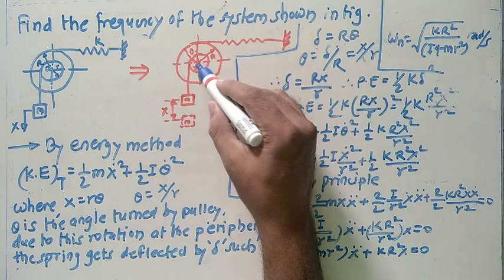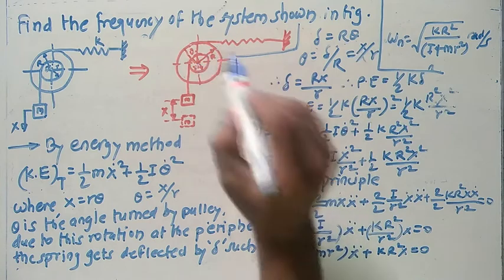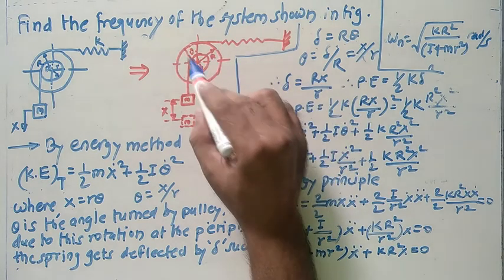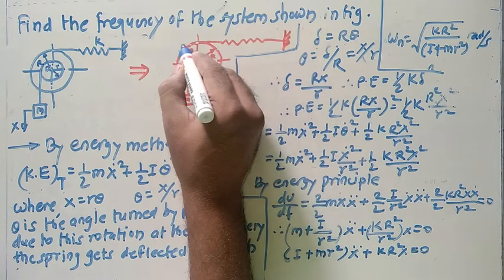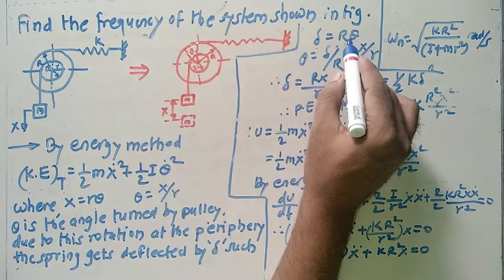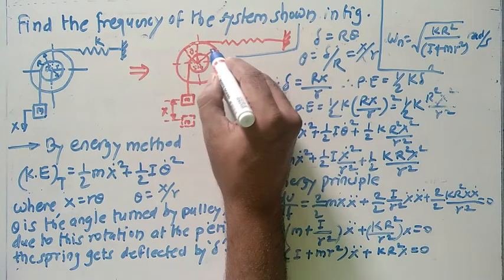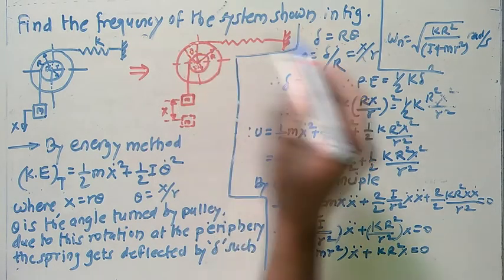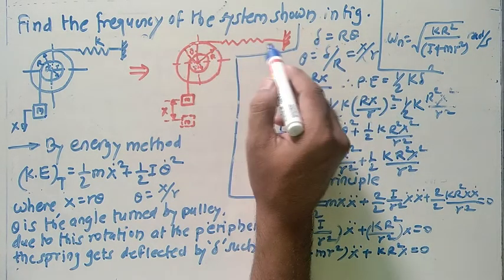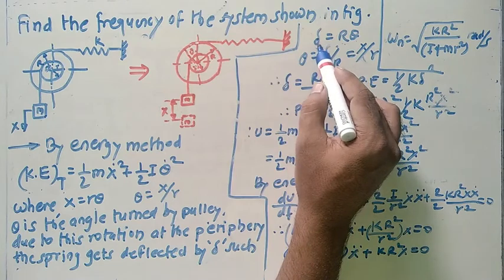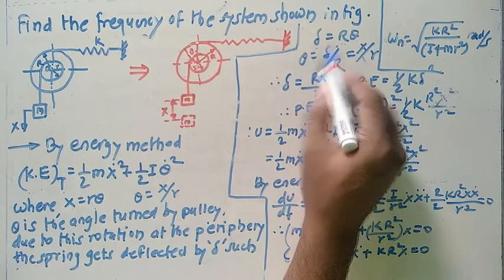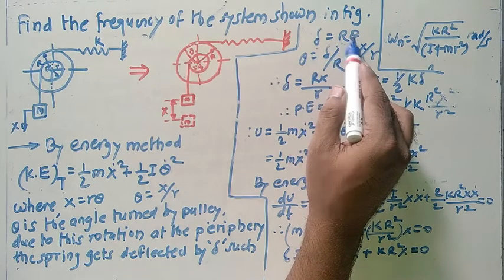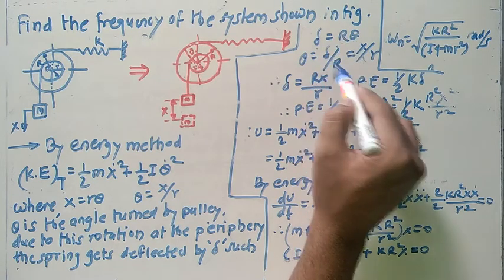So capital R is nothing but this radius. So this displacement here, linear displacement in terms of delta, and here r is nothing but the radius of this portion, and theta already with us. So for this deflection of the spring we can get the relation delta equals capital R into theta. So what about this theta? If you look at this, theta is nothing but delta divided by r. In this we can get the relation.